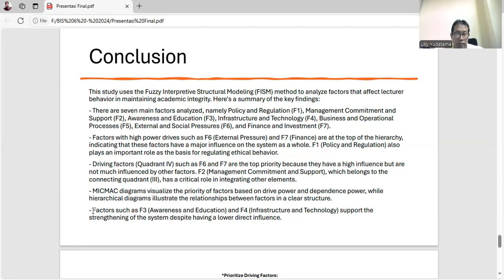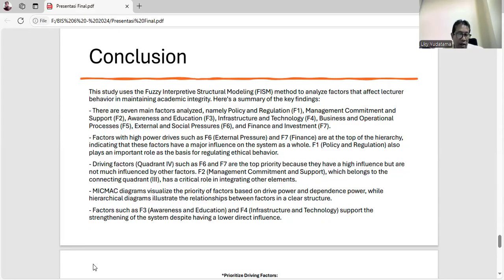F2, management commitment and support, which belongs to the connecting quadrant 3, plays a vital role in integrating the other factors and creating synergy. For visualization, the MICMAC diagram effectively visualizes the priority of factors by mapping drive power and dependence power, helping to identify which factors should be prioritized for intervention. The hierarchical diagram shows the relationships between factors in a structured and clear manner, aiding in understanding their interaction.